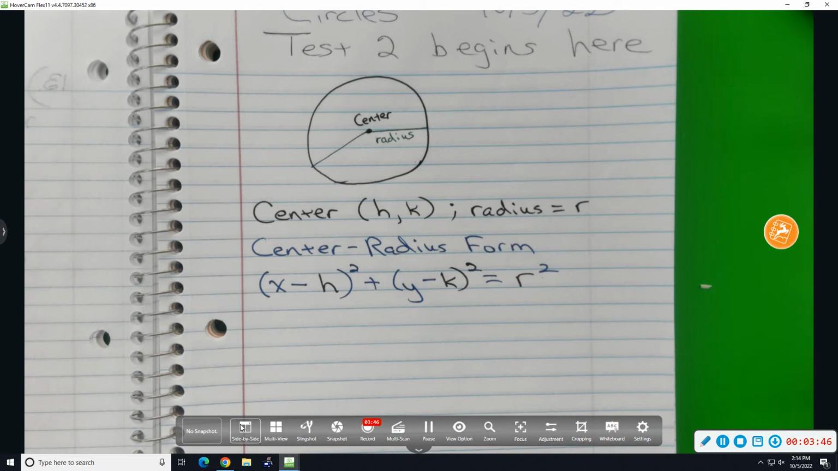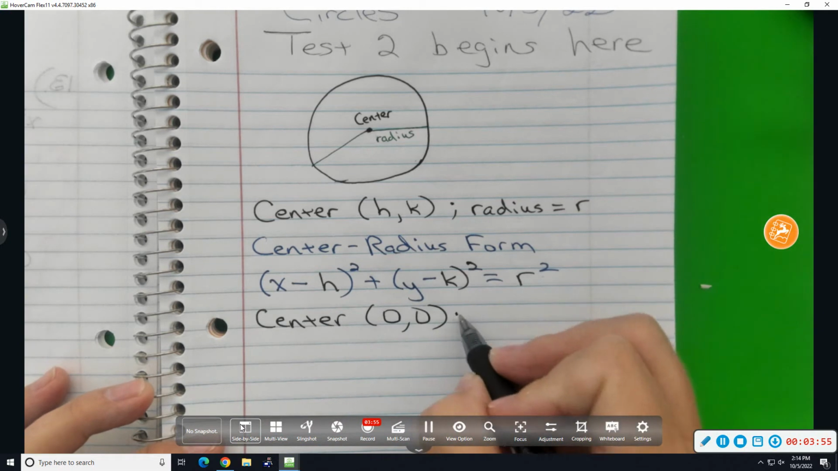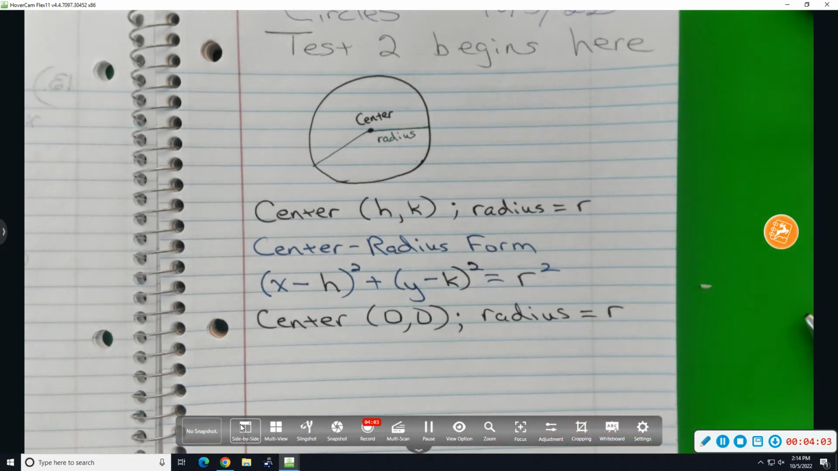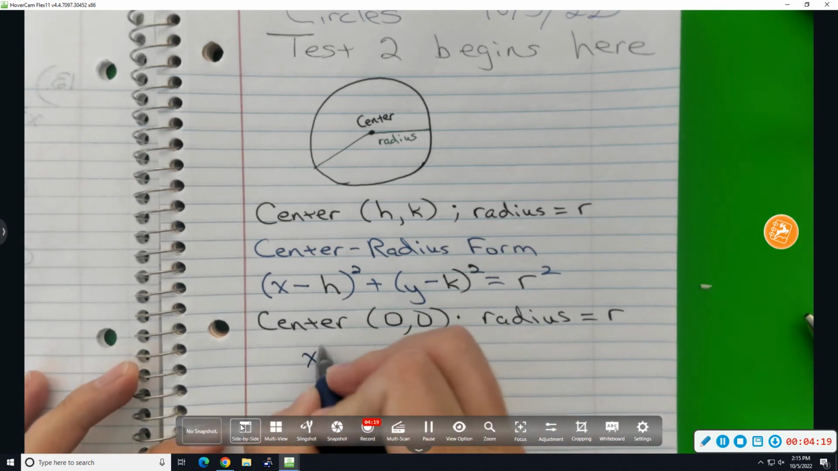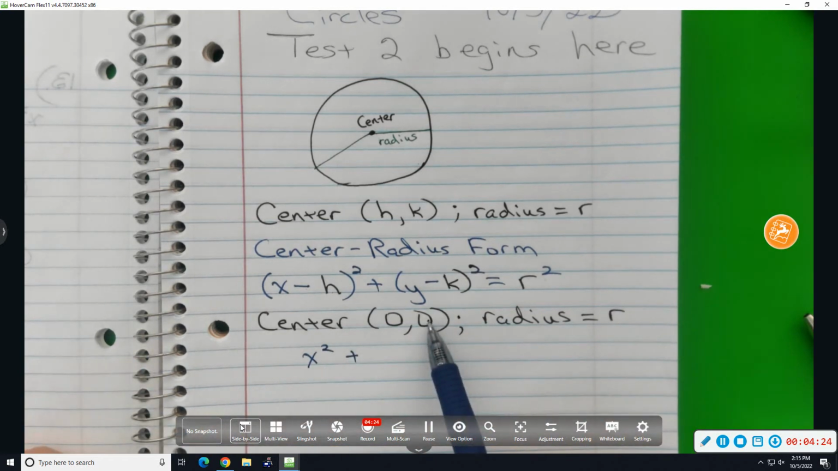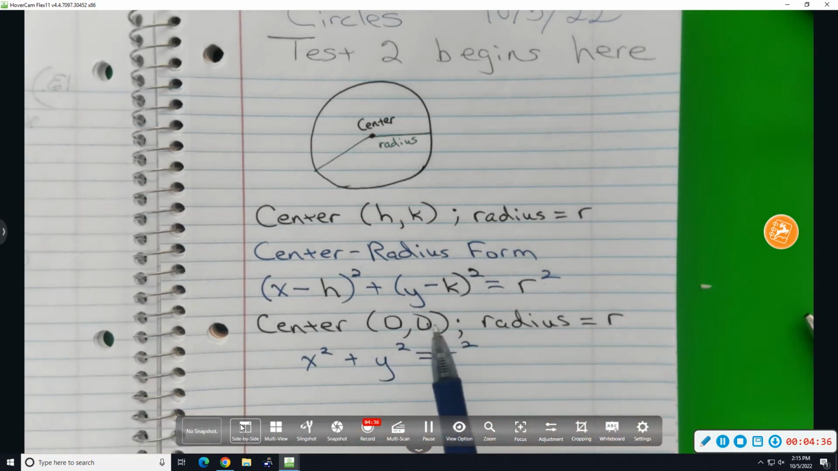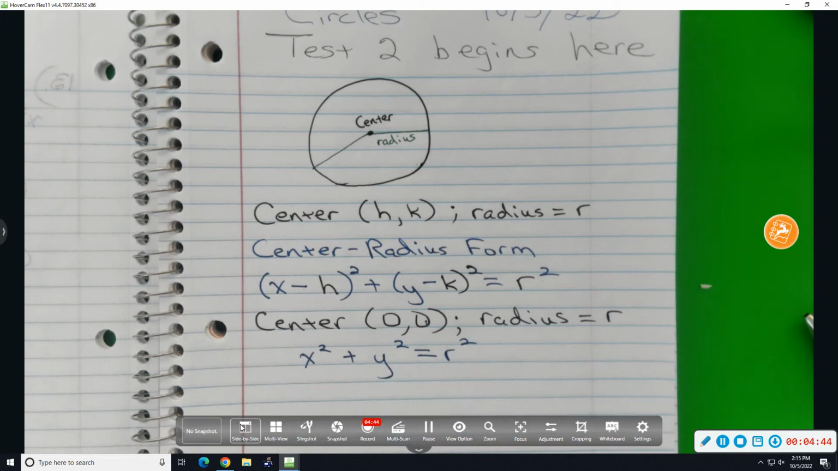Let's suppose that the center of the circle is (0, 0). And let's suppose that the radius is still just lowercase letter r. If the center is (0, 0), then we have a very nice equation, because think about what's happening. You have x minus 0. x minus 0 is what? Just x. So we have x squared plus. Now the k value is 0. What's that going to reduce to? y minus 0. It's just going to be y. So if your center is at (0, 0), all you have on the left side of the equation is x squared plus y squared equals the radius squared.